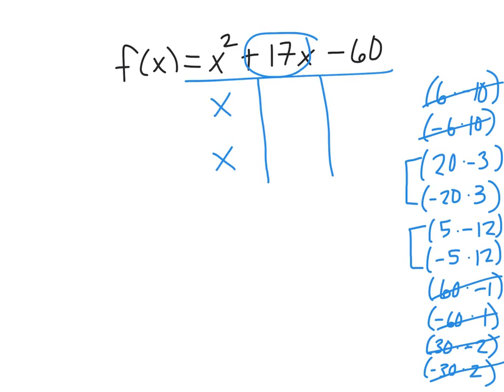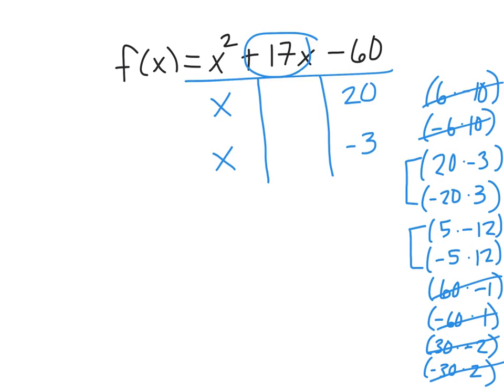So now instead of trying out 10 possibilities, I'm going to just try out 4 possibilities. Okay? And I put them on this column and I experiment. Let's find out if it works. So I have 20 times negative 3.